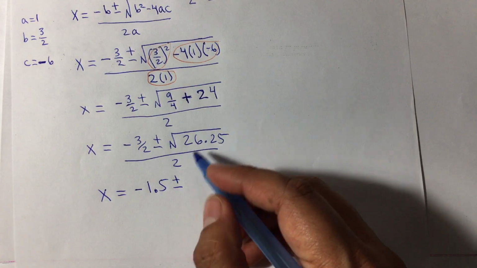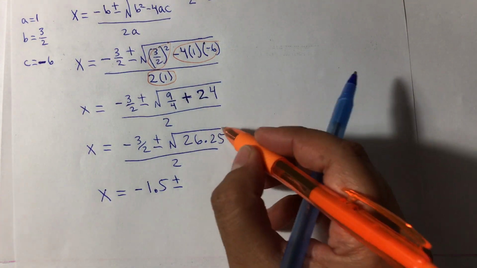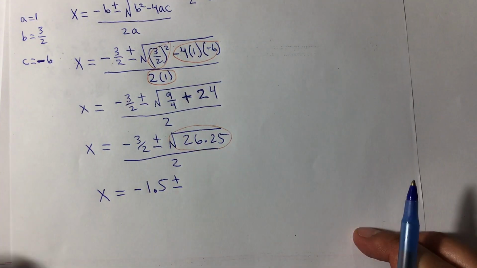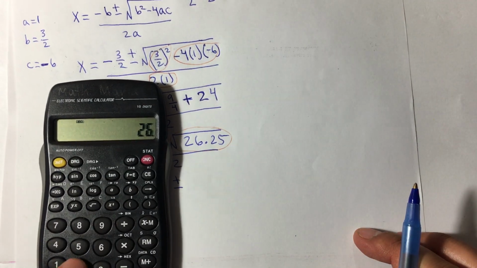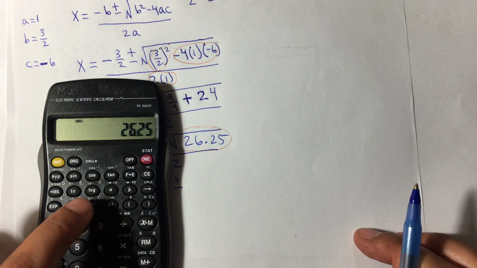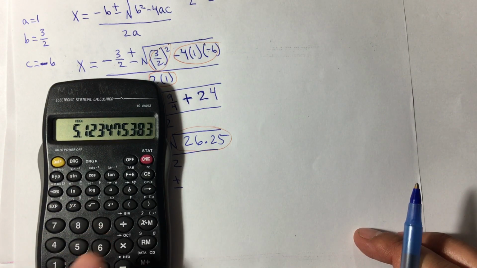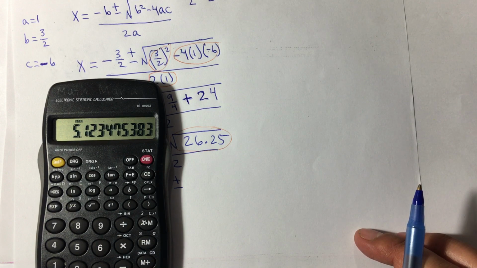Plus or minus, we can already take the square root of 26.25. So press 26.25. Press the square root. Remember that in some calculators, first you have to press the symbol and then the number.